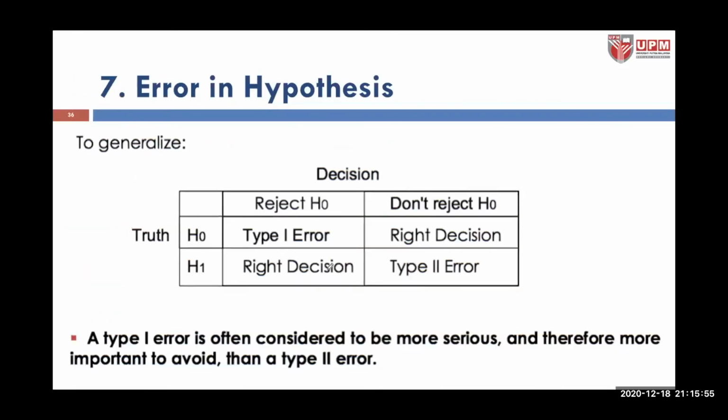So to generalize, the truth is whether the null hypothesis or the alternative hypothesis is the right decision. If you reject the null hypothesis, it can be a type 1 error, and then the alternative hypothesis is the right decision. If you don't reject the null hypothesis, the truth is that it is the right decision. Basically, it is the type 2 error. A type 1 error is often considered to be more serious, and therefore more important to avoid than a type 2 error. But basically, it all depends on the problem.